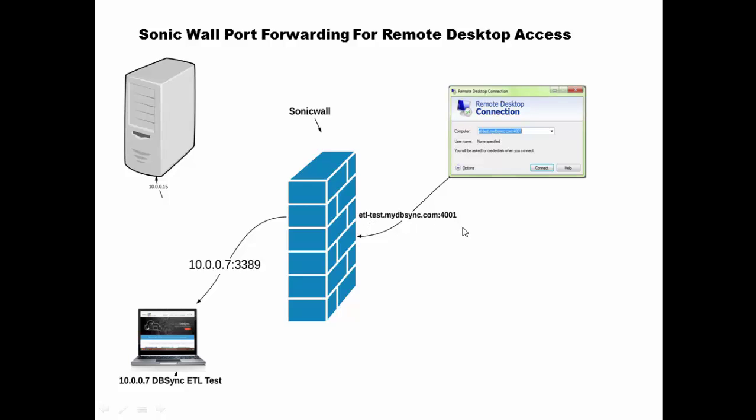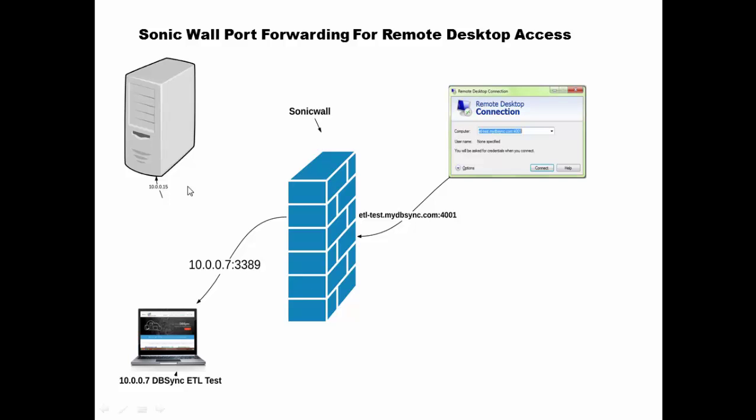Here the public IP address, or which is linked to the IP address, I am using a custom domain, which is etltest.mydbsync.com:4001. So as a request comes to our firewall for the port 4001, our SonicWall Firewall is configured to forward any request that is coming to 4001 to the internal server 10007 to its original RDP port 3389. So any request that comes to port number 4001 to this particular public IP will be forwarded to 10007 internal server and remote desktop default port, that is 3389.